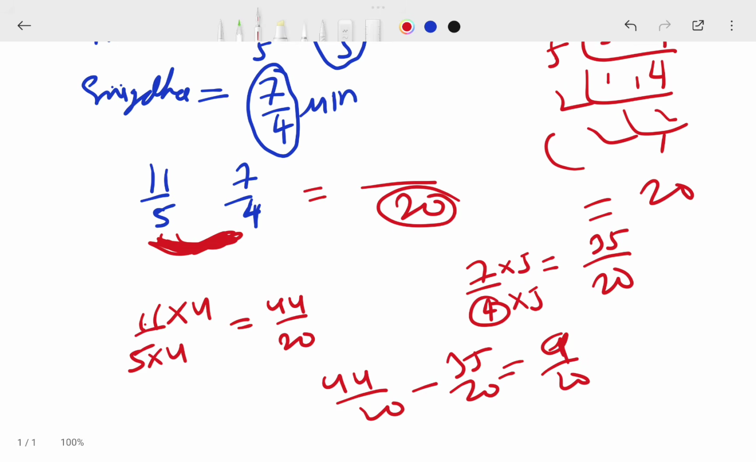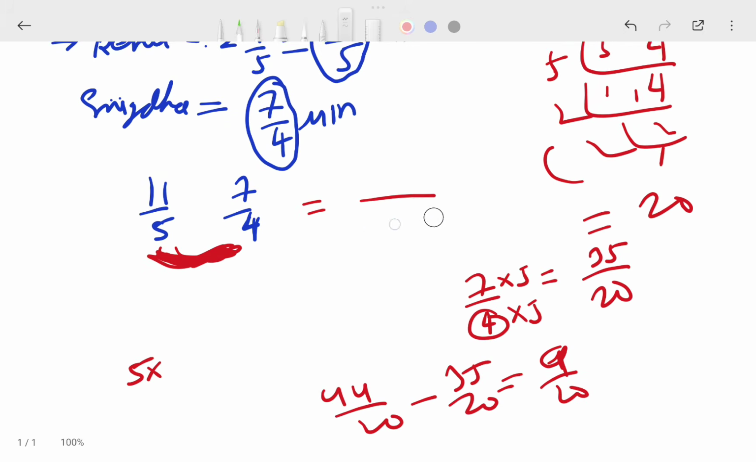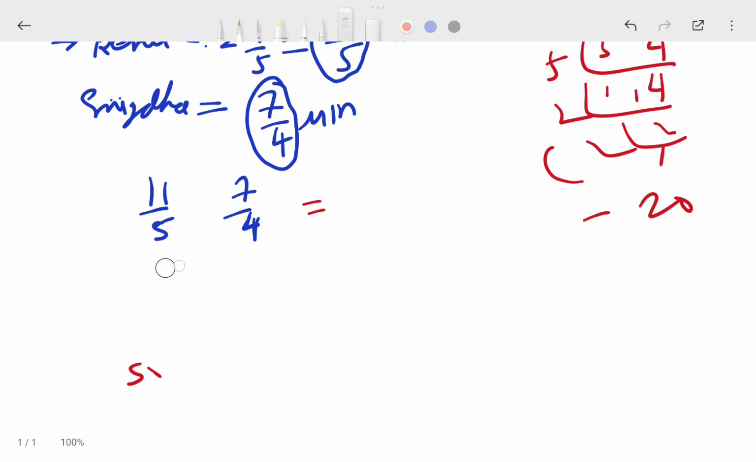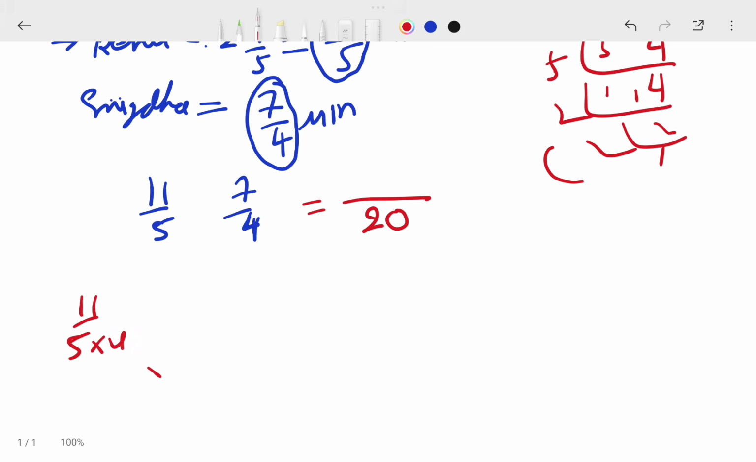Now, first of all, let's understand. I will tell you another way. Just take the example of this one. You have to see the minus. So first take this one, this is 20 minutes. This is 11 by 5. In the 5 table, 20 is how many times? 4 times. Multiply the upper also by 4. The lower is going to be 20, the upper is going to be 44. This is given 7 by 4. Okay? In the 4 table, 20 is how many times?